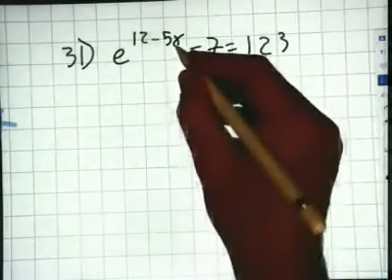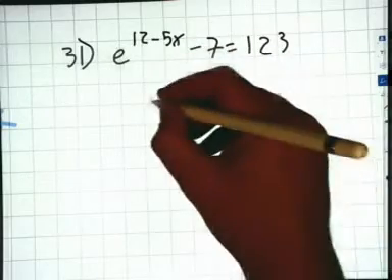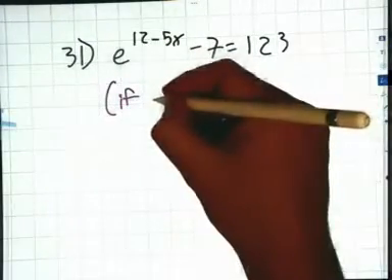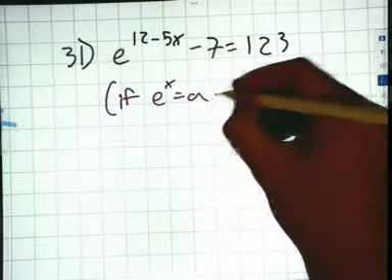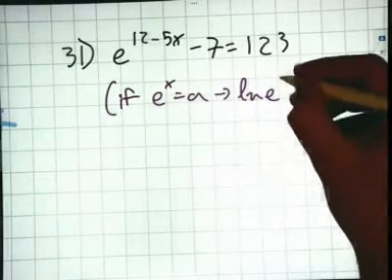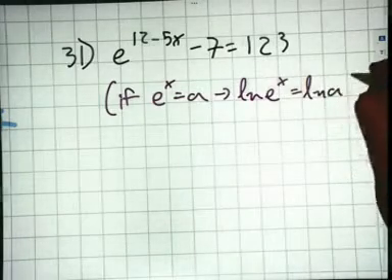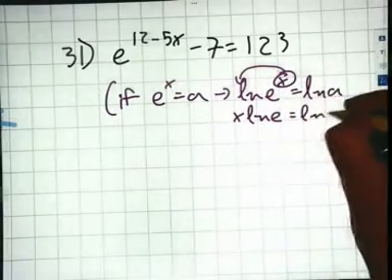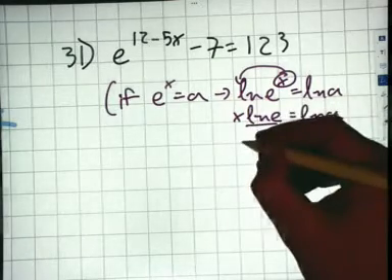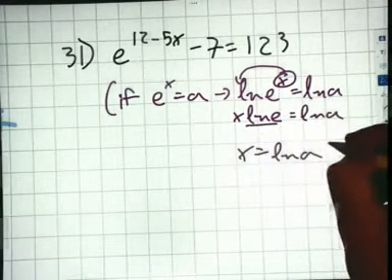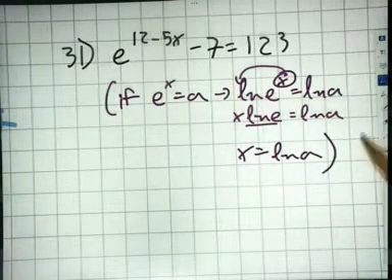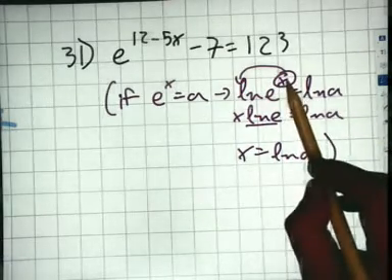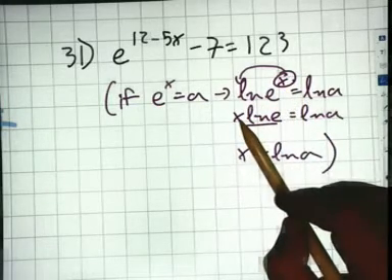The only way that I can bring that variable out of the exponential position, and this is something that's just going on in my head, if I have e to the x is equal to a, then I can take the natural log on both sides, which allows me to apply the power rule. And since the natural log of e is just equal to 1, that gives me x is equal to the natural log of a. So this is the process that I want to do in my solving in order to bring the x, the variable, out of the exponential position.